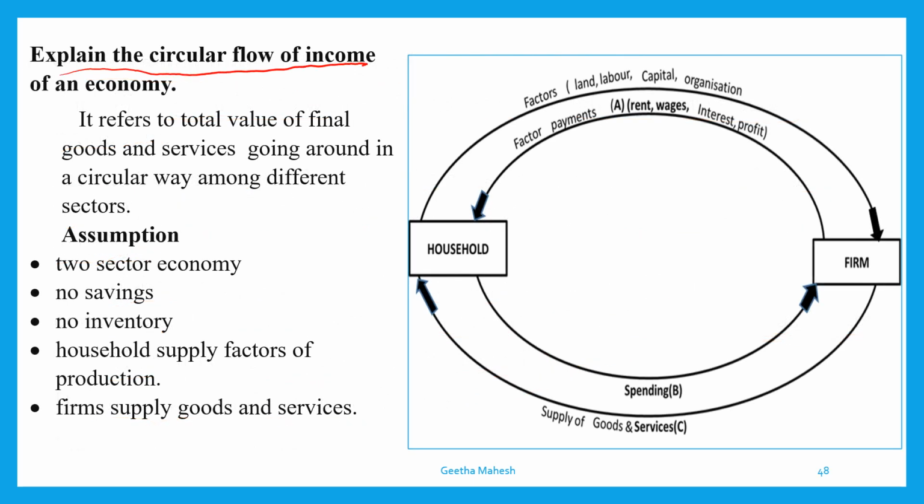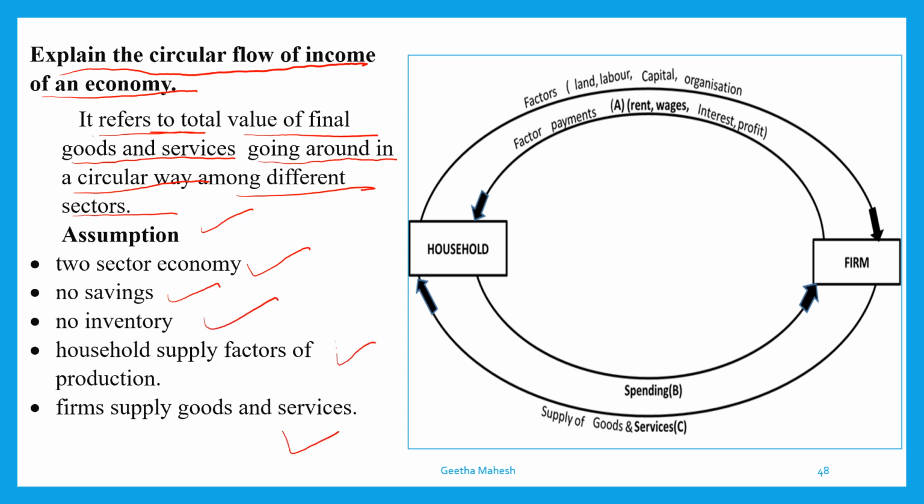Explain the circular flow of income of an economy. It refers to total value of final goods and services going around in a circular way among different sectors. What are the assumptions? Two sector economy, no savings, no inventory, household supplies factors of production and firms supply goods and services. So you need to draw the flow chart as we have taken only household and firm two sector economy.